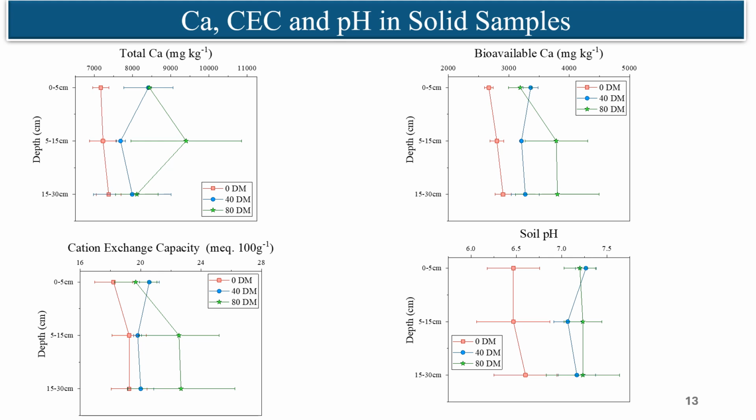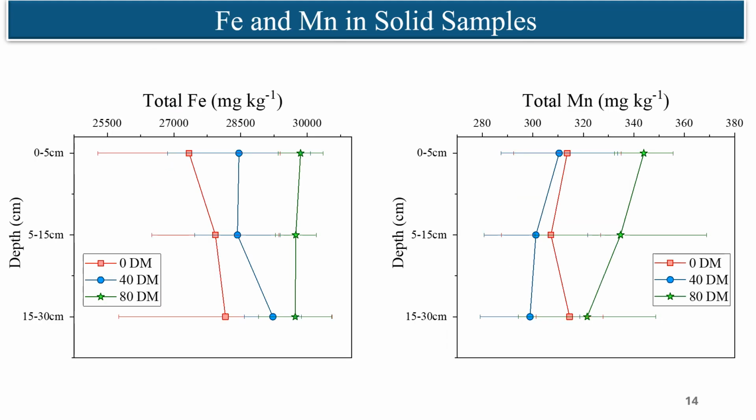And in case of pH, with the increase in amount of dredged material, the soil pH has slightly shifted to the range of 7 to 7.5, which is in agreement with the previous research on dredged materials.